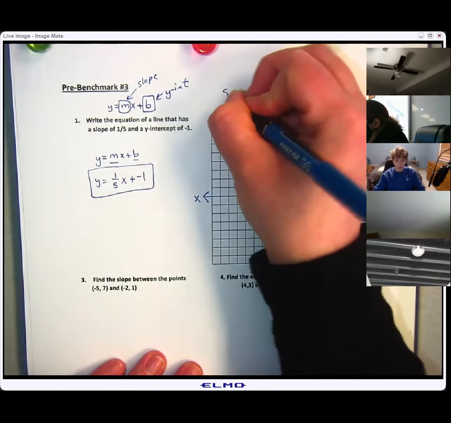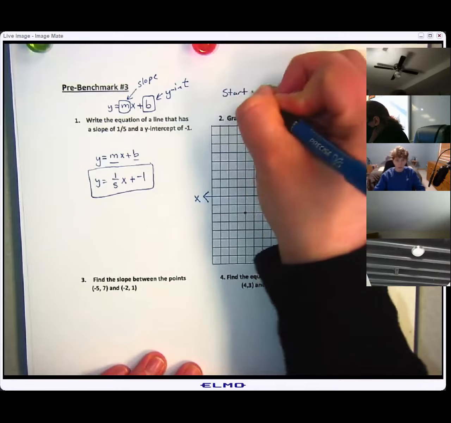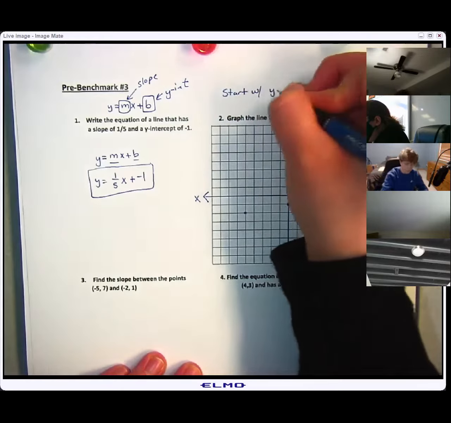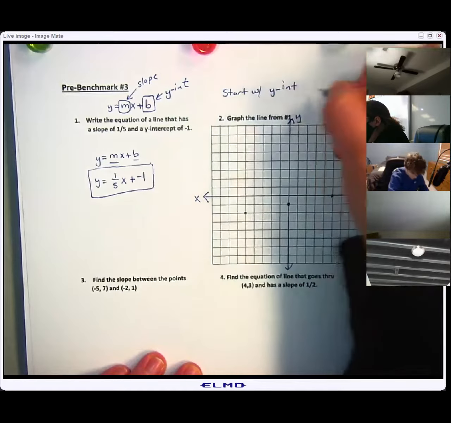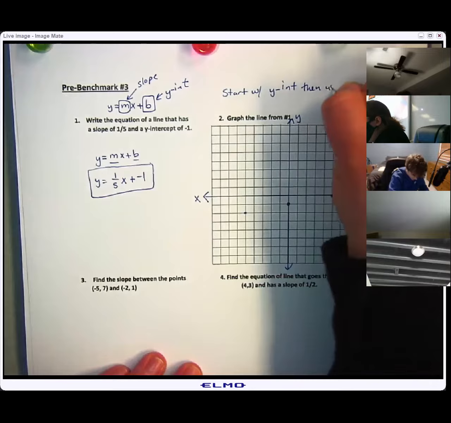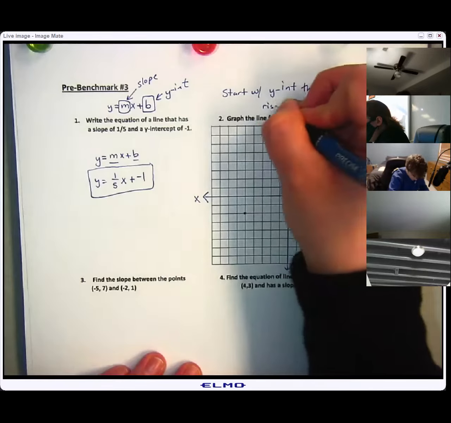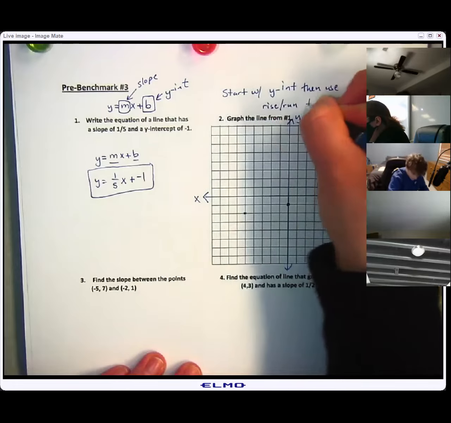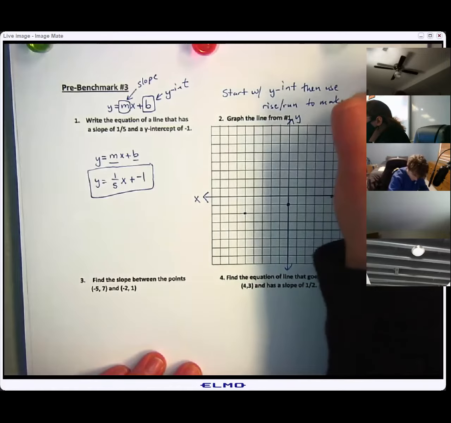So I'm going to write: start with the y-intercept, then use rise over run to make a line.